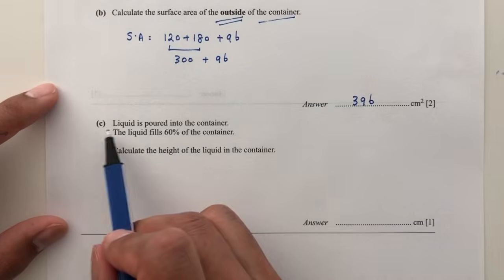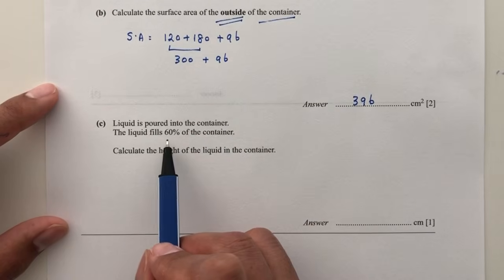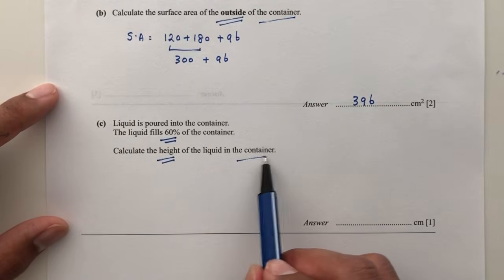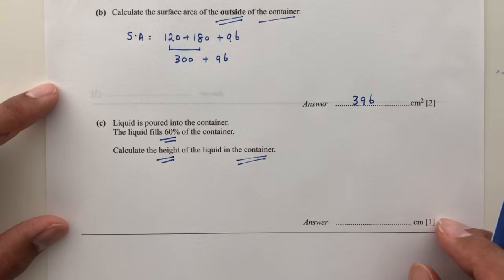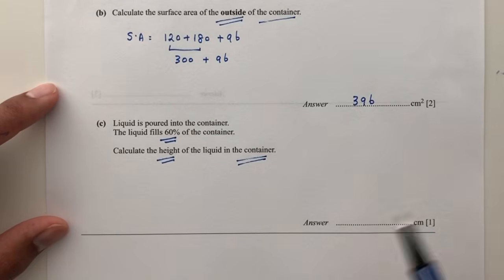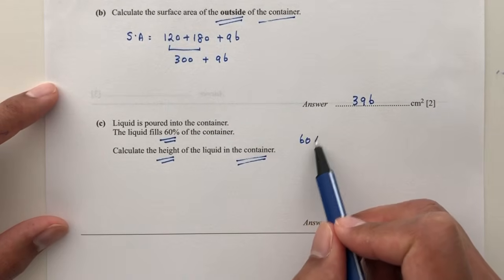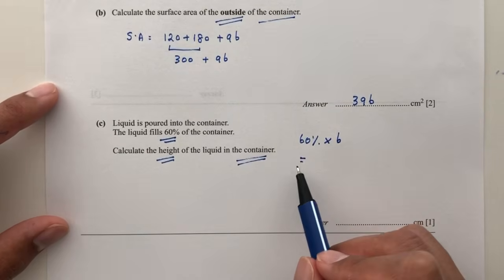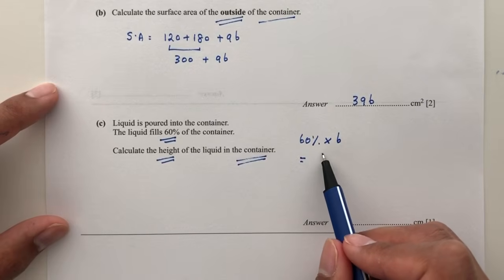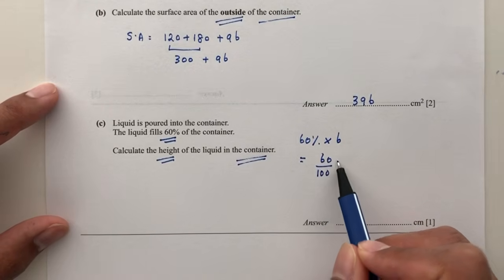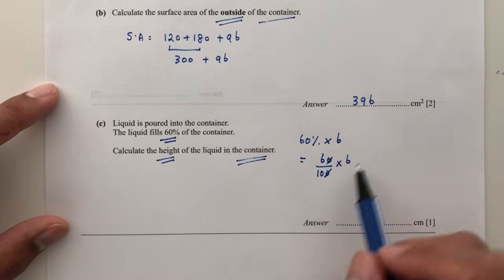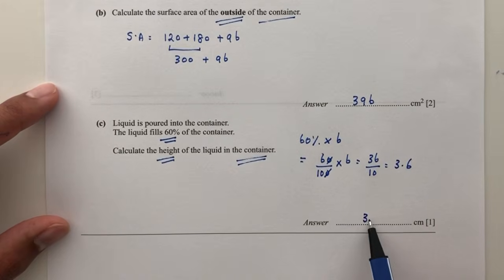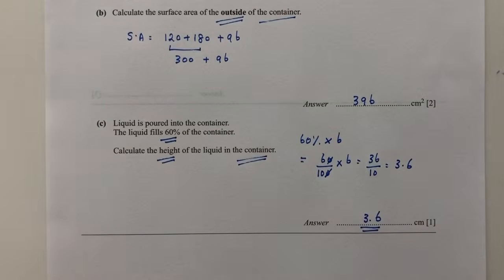Now part C, liquid is poured into the container. The liquid fills 60% of the container. Calculate the height of the liquid in the container. There are a few methods you can use. You can just do 60% of the height, which is 6, to find this value. That will be 60 over 100 times 6, which is 36 divided by 10. That will be 3.6. The height will be 3.6 centimeters.